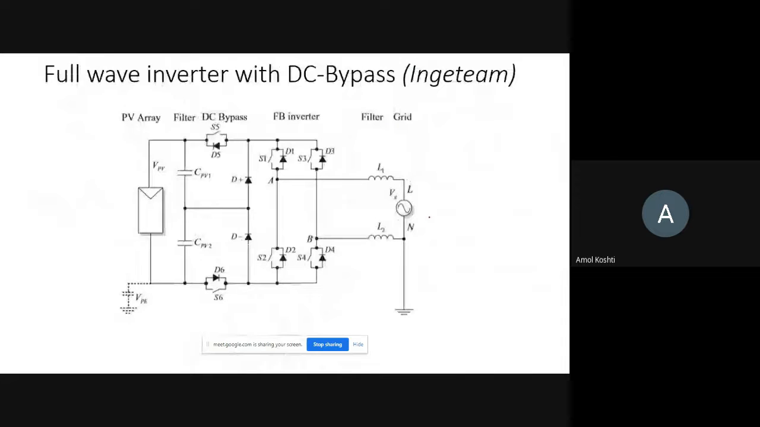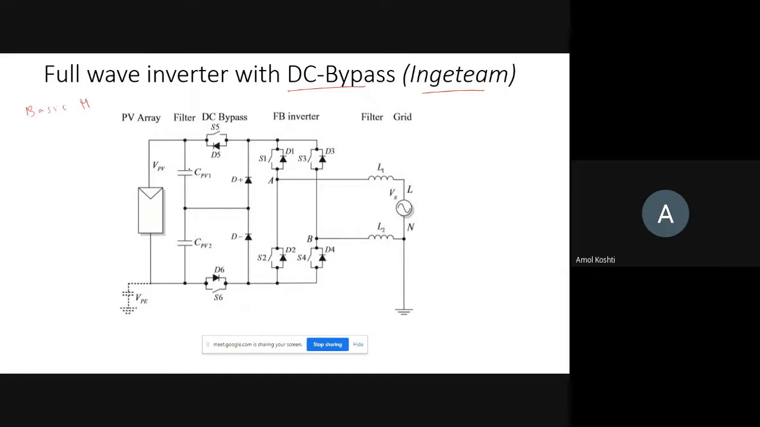Okay, now there is again evolution into the basic H bridge. Basic H. So here, full wave inverter with DC bypass, which is manufactured by this Injet company, who manufactures this inverter. So let us understand what modification they have done.